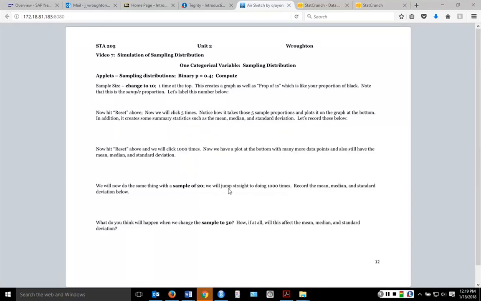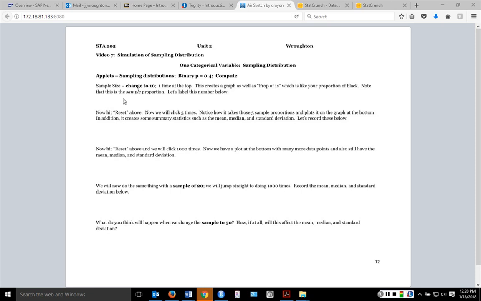Alright, so to introduce the next idea we're going to do this thing called a simulation of a sampling distribution. And I'm going to be doing this in StatCrunch. You're always more than welcome just to watch me do it the first time, but then doing it on your own is still strongly suggested so that you can see what happens yourself as you're going through it.